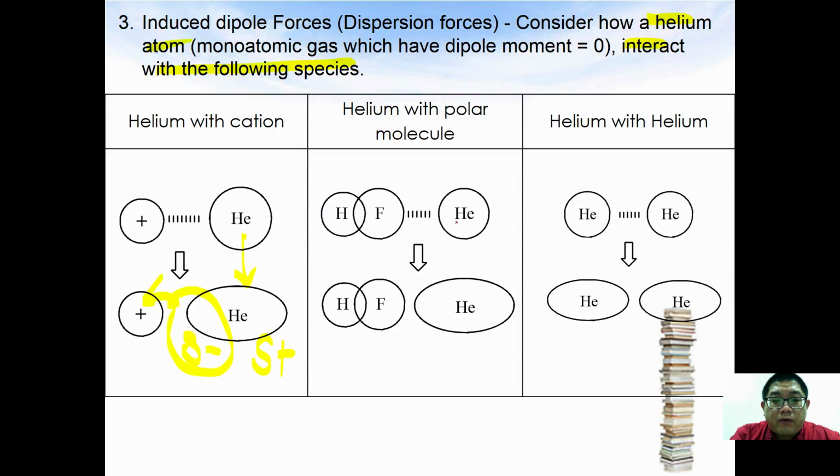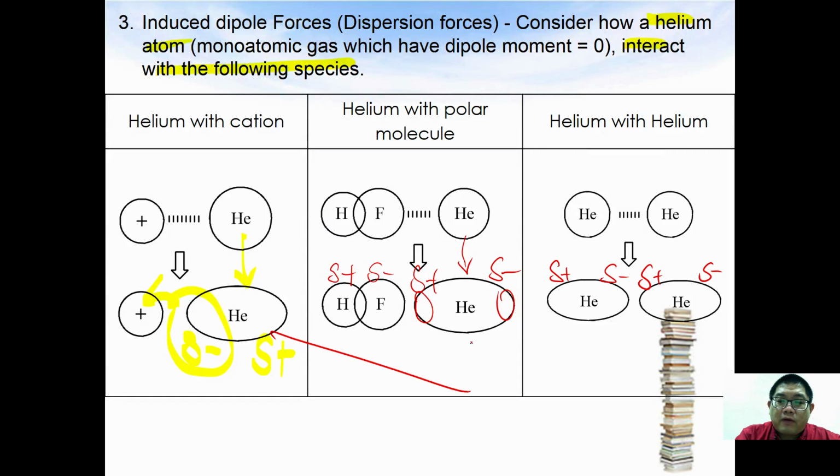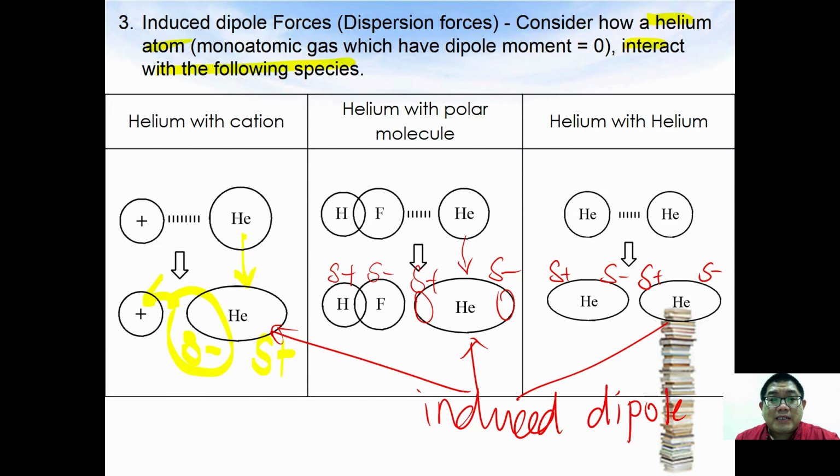And then for hydrogen fluoride, since hydrogen bears a partial positive while fluorine bears a partial negative, helium will try to force itself to attract to the partial negative, forming a partial positive charge here, or a partial negative here. Between helium and helium, which are two nonpolar atoms, both will cooperate to form a temporary dipole that influences one another. All these temporarily formed dipoles we call an induced dipole, a dipole which is formed temporarily in order to interact with other species.